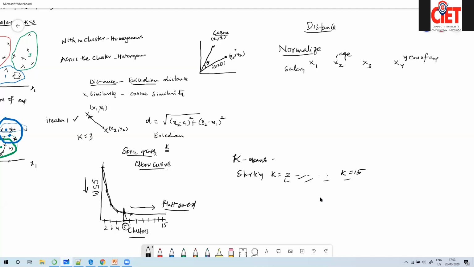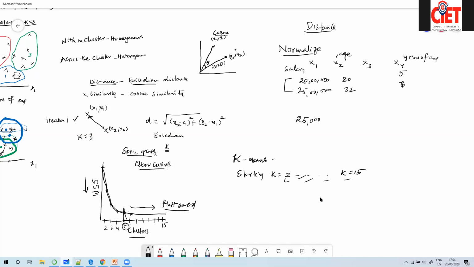Salary will typically be in lakhs, like let's say 20 lakhs or 25 lakhs per year. Age, let's say 30, 32, and so on. Years of experience could be 5 years, 6 years, or 7 years, and so on. Now, when you compute the distance between these two observations, how do you compute it?